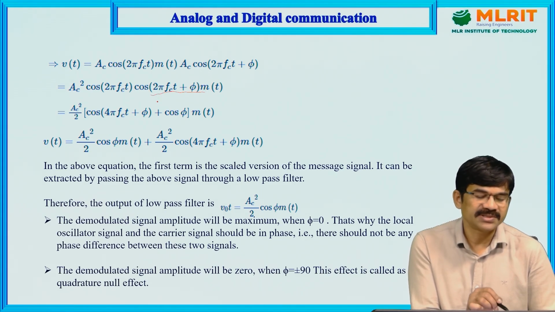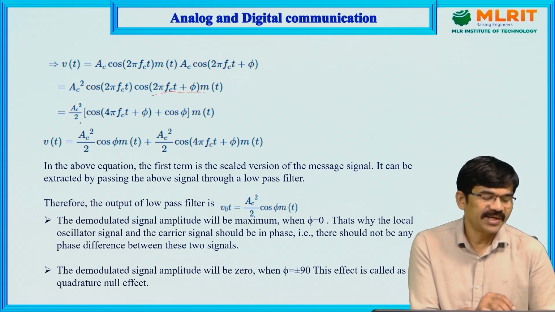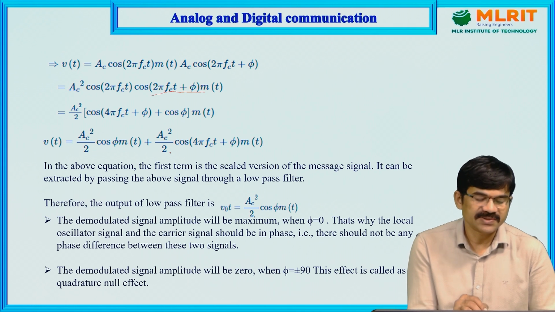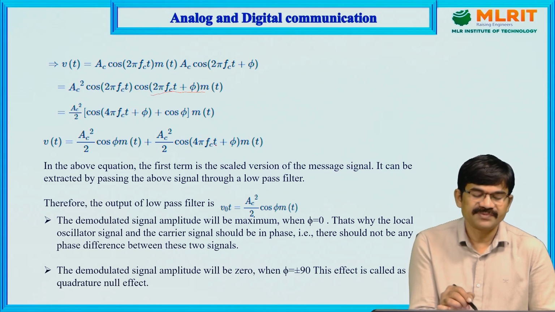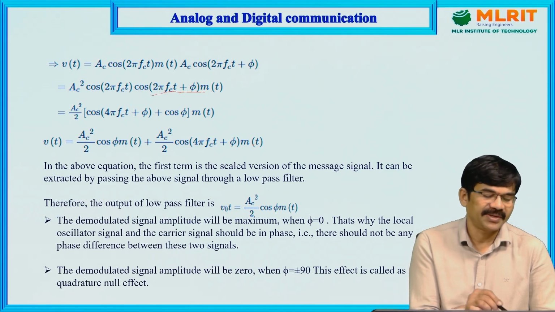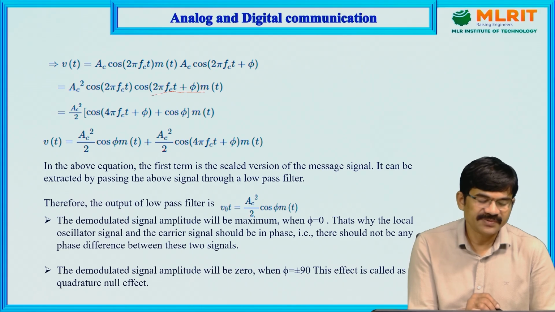Now this formula is nothing but cos A cos B, which we represent as cos(A minus B) plus cos(A plus B). So finally what is the value we are getting here? AC square by 2 cos(4 pi fct plus phi) plus cos phi, multiplied with m of t. So AC square by 2 cos phi m of t plus AC square by 2 cos(4 pi fct plus phi) into m of t. These are the two terms we are getting here.